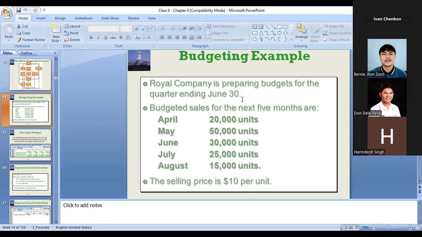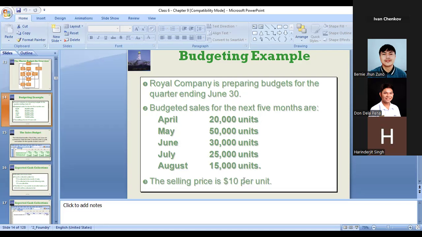Having those things in mind, let's prepare the budget for the second quarter, which ends on June 30th. That means this quarter starts on April 1st. So for that reason, what do we need? We need the sales for April, May, June, July, and August. Which sales are given to us? We have the selling price.